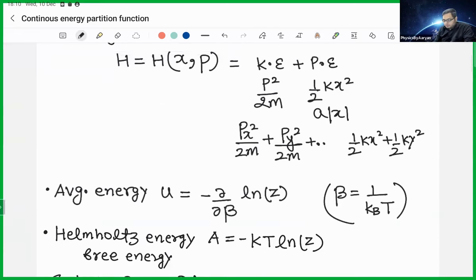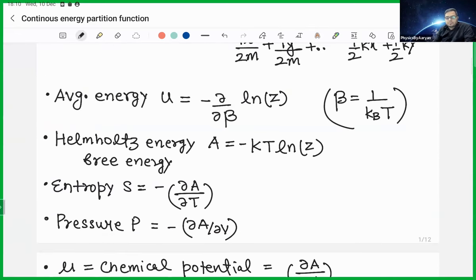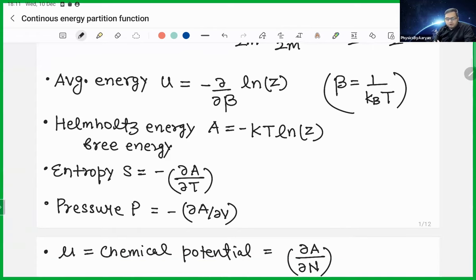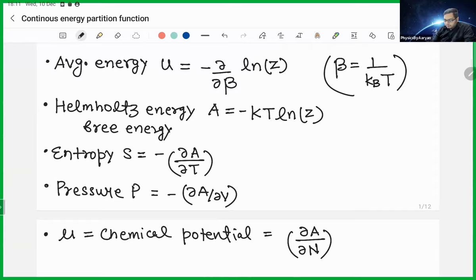So what I did: first of all, I need Z. Z is known as the partition function. Once I know Z, I can find average energy by using the formula given here. I can find the Helmholtz free energy, which is given by this. Once I know the Helmholtz free energy, I can find entropy, pressure, chemical potential, and so on. These are basically the three they will be asking you.